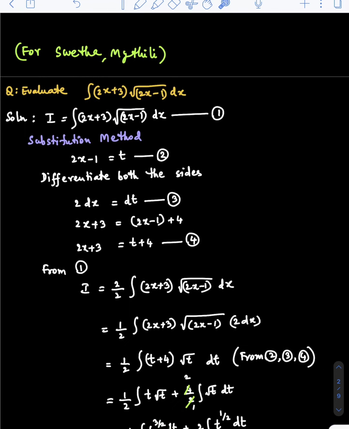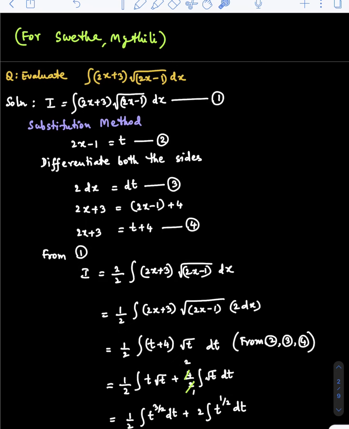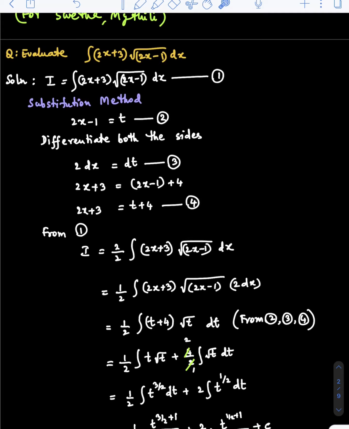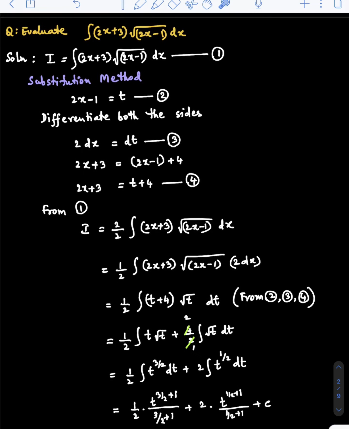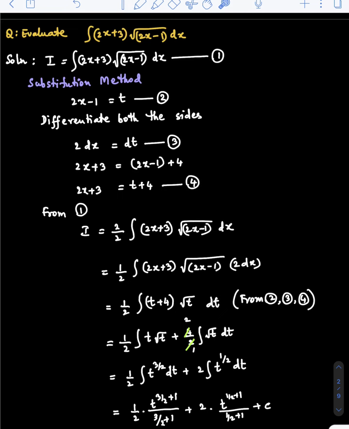And the next question is: evaluate. Important question and somewhat typical. So you have to be very careful while doing these types of questions. Let me read the question first. Evaluate integral of 2x plus 3 into root of 2x minus 1 dx.